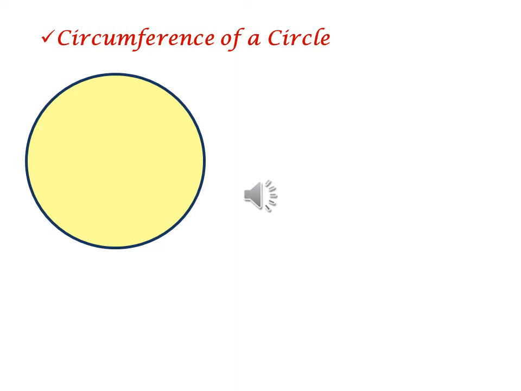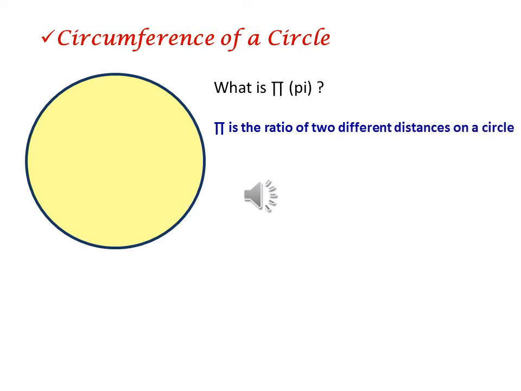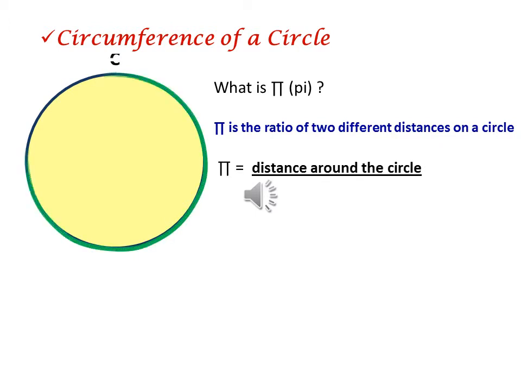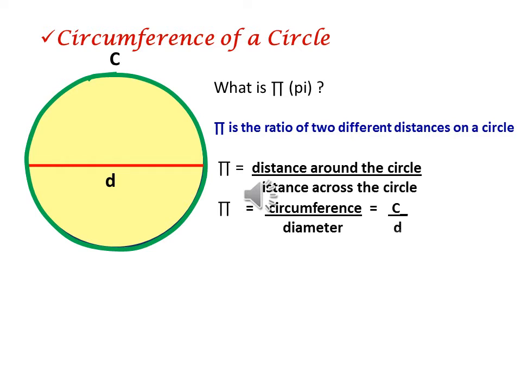Now let's see how to calculate the circumference of a circle. But before going to that, let's learn what pi is. Basically, pi is a ratio of two different distances on a circle. That is, pi is the ratio of the distance around the circle and the distance across the circle. The distance around the circle is the circumference and the distance across the circle is the diameter. So pi is equal to circumference upon diameter, that is c by d.